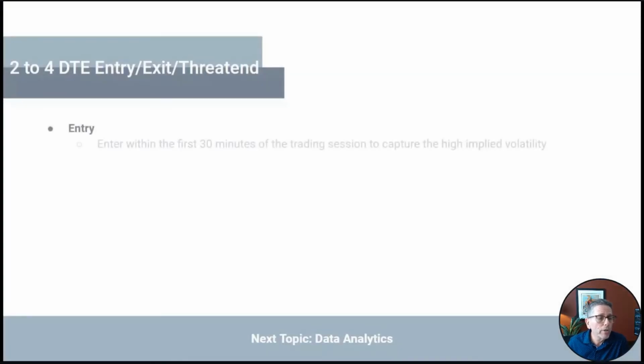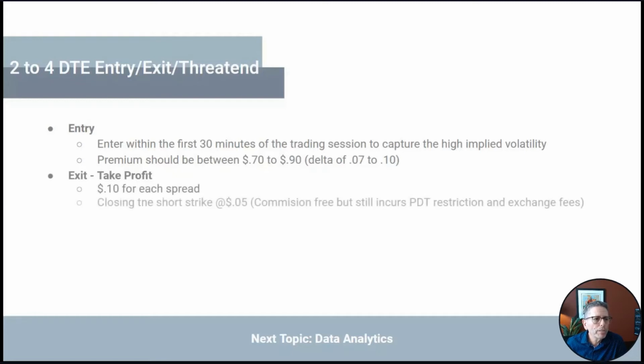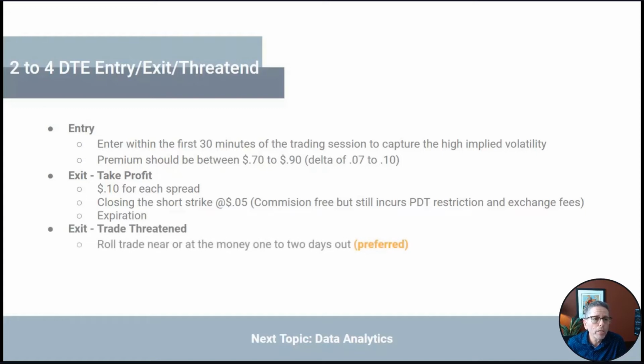Okay, 2 to 4 is very, very typical of 0 DTE. You want to get in 30 minutes to capture that high volatility or implied volatility. I use a 70 to 90 premium on that as well. Take profit, same thing, 10 cents on those trades. Closing short strike with 5, so you don't have to pay commissions on expiration. Okay. The trade is threatened. Roll the trade near the money, 1 to 2 days out. If it's in the money, again, you want to widen that position.